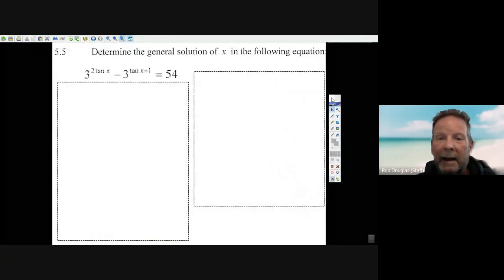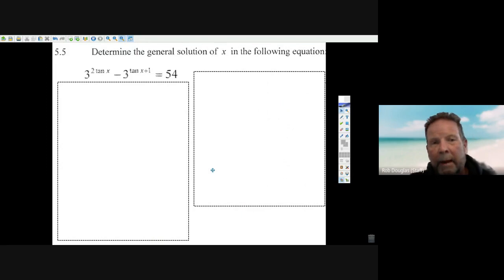Okay, we're going to do the last question here, and it's pretty challenging. It looks kind of scary, but let's just give it a try here. It says 3 to the 2 sine x minus 3 to the tan x plus 1 equals 54. Well, wow, this is really an ugly looking exponent. What are you going to do?